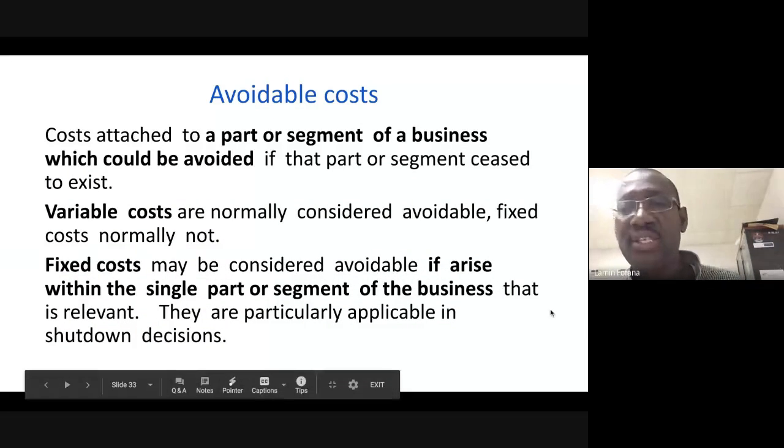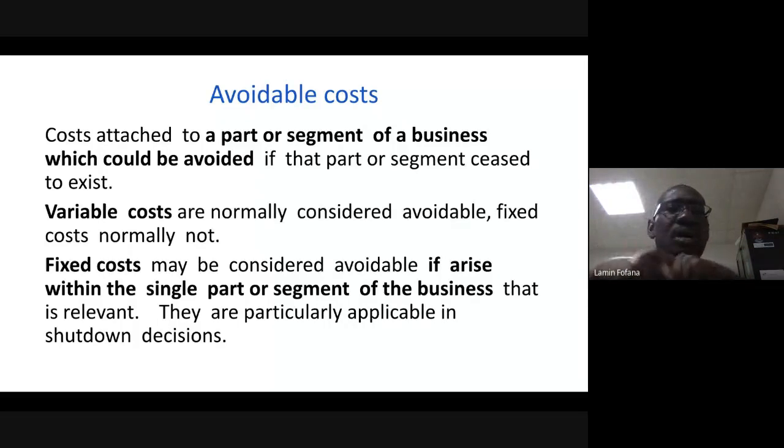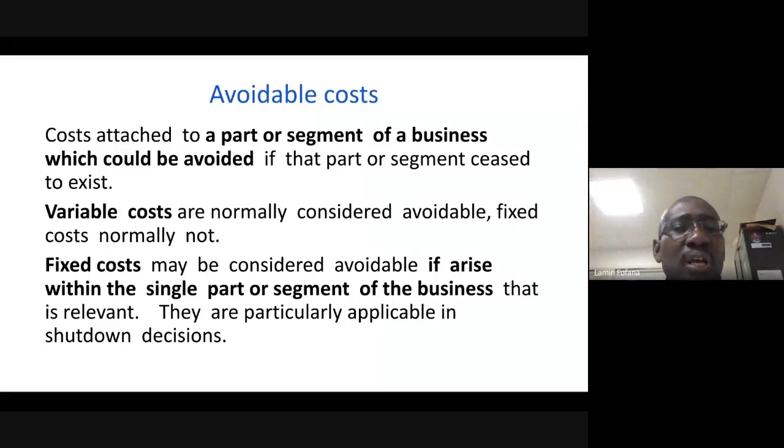You write the answers yourself. These are simple things. Okay, so avoidable costs. We know, of course, these are costs that are attached to part or segment of business which could be avoided if part of the segment ceases to exist. Variable costs are normally considered avoidable costs. Fixed costs are not. Fixed costs, you cannot avoid them most of the time. So like I said, avoidable costs are costs that you can avoid if a particular business segment or a particular product line ceases.